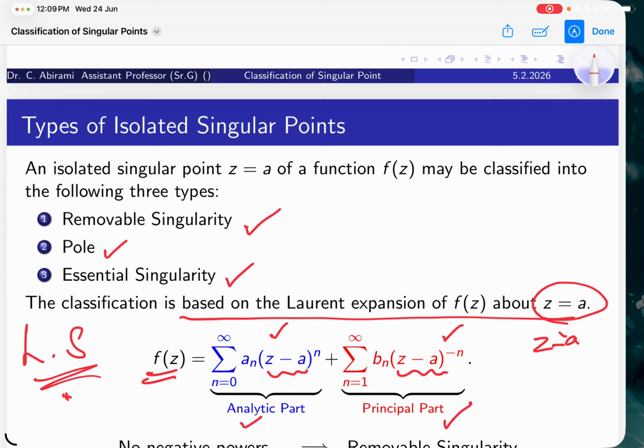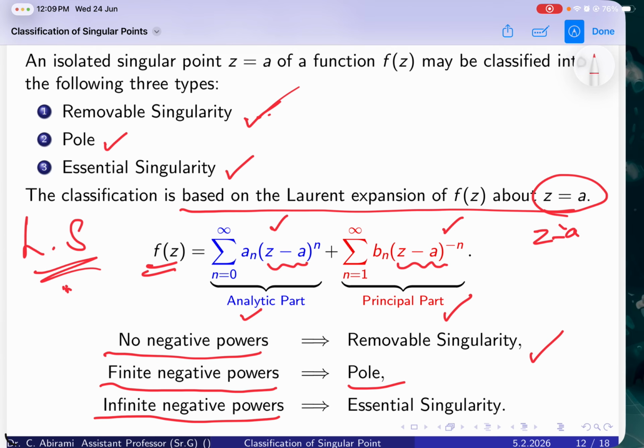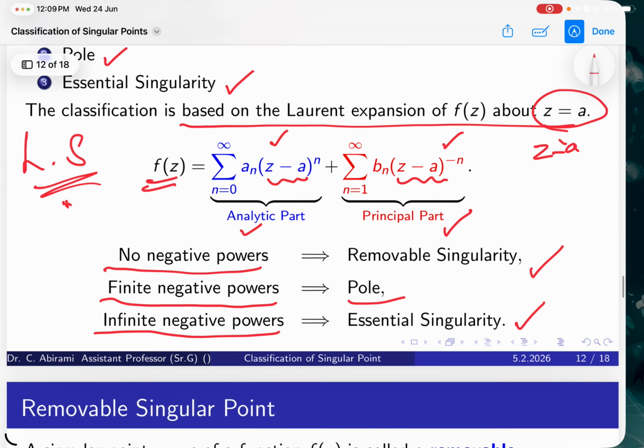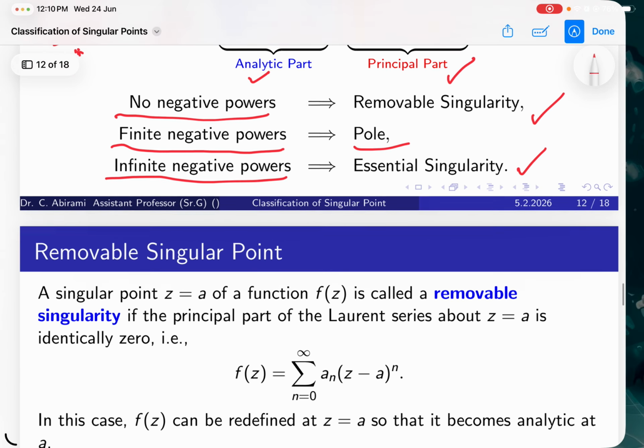So depending upon the principal part only, we can define whether the singular point is removable, pole, or essential. No negative powers in the expansion, we can call it a removable singularity. If the expansion contains a finite number of negative powers, then we can call it a pole. Infinite number of negative powers, then we can call it an essential singularity. Okay. So I want to explain the types of isolated singularities one by one.